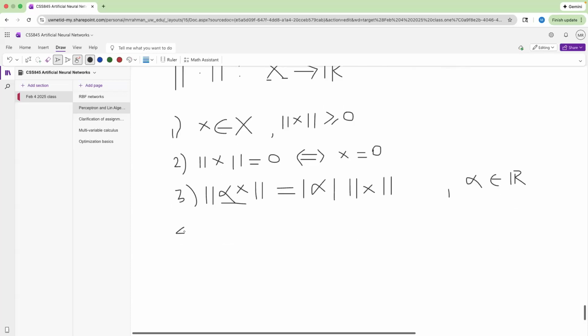Okay. And the fourth property is similar to the triangle inequality, which says that if I take x plus y, and again, this is a valid operation because vectors can be added. So if I add these two vectors, I get another vector, so I can take the norm of that. And this has to be less than or equal to the individual norms of the two vectors x and y.